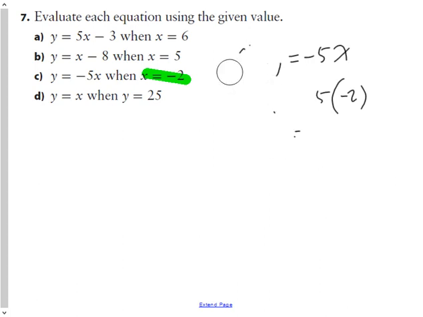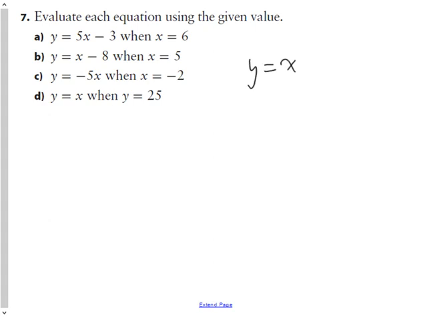And finally, the last one, D. Y equals x, you can't ask for an easier question. If y equals x and y is 25, what's x? Well, it says it right there. When x is 25, y is 25, because x equals y.